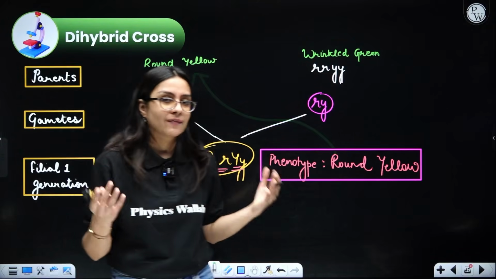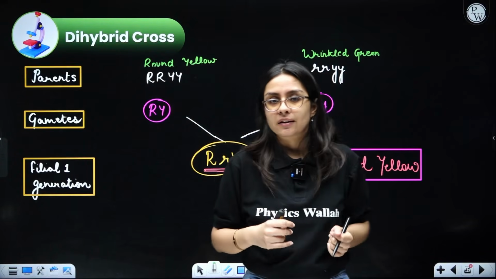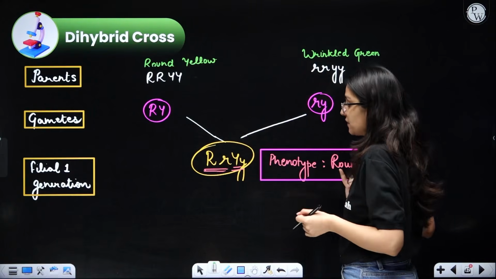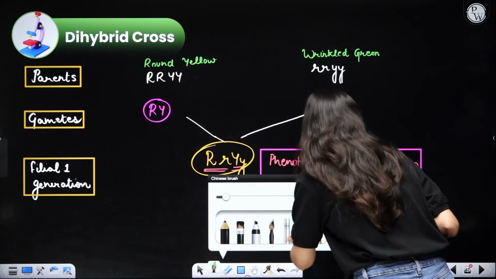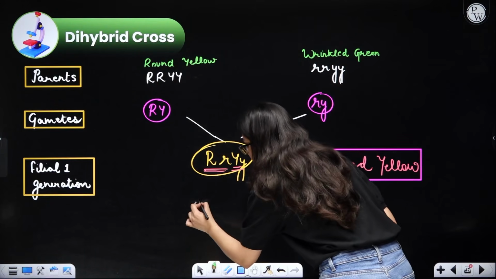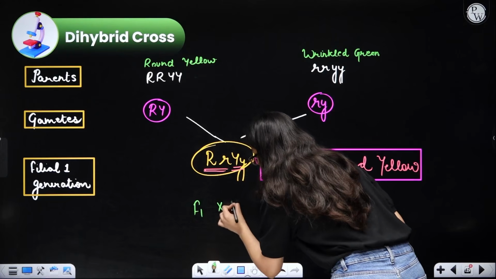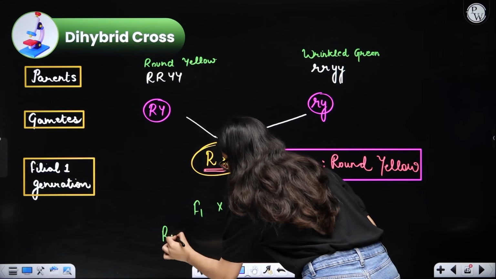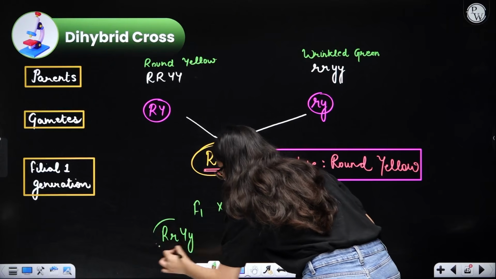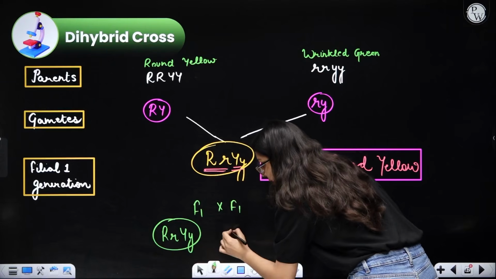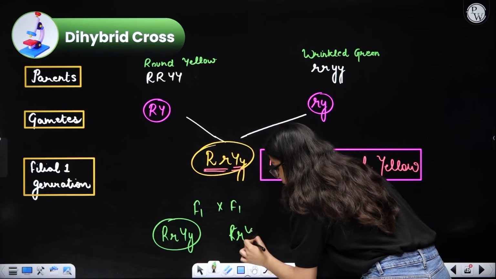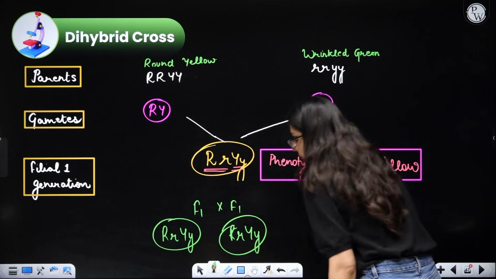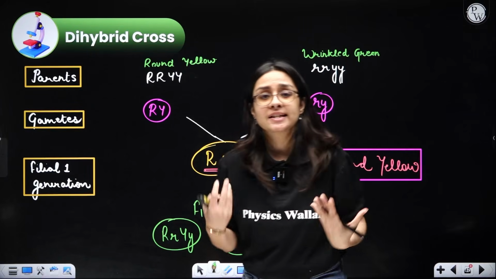So Mendel thought, okay, why not let's self them together. Why not we take two parents of F1 generation and cross them together? So that is what he did. He took two parents of F1 generation and crossed them together. Okay, so what will be the condition? We have to cross these two parents together now. This is the first parent, and then the second parent is also the same because it is F1. So now we have to cross them together. This is what he did in the second generation.